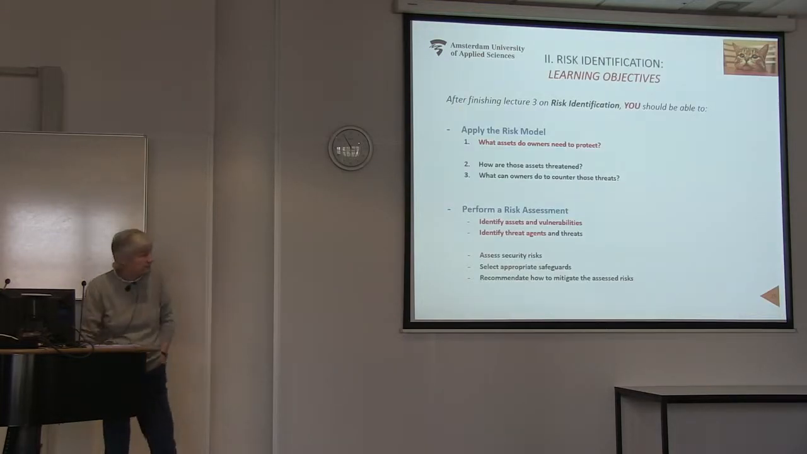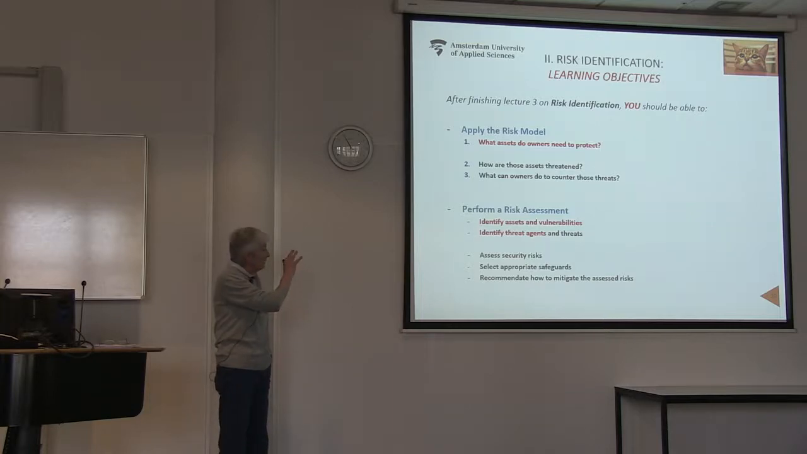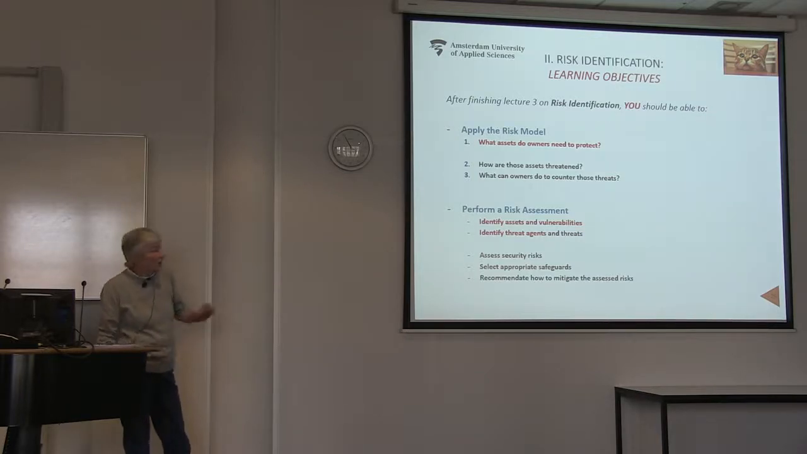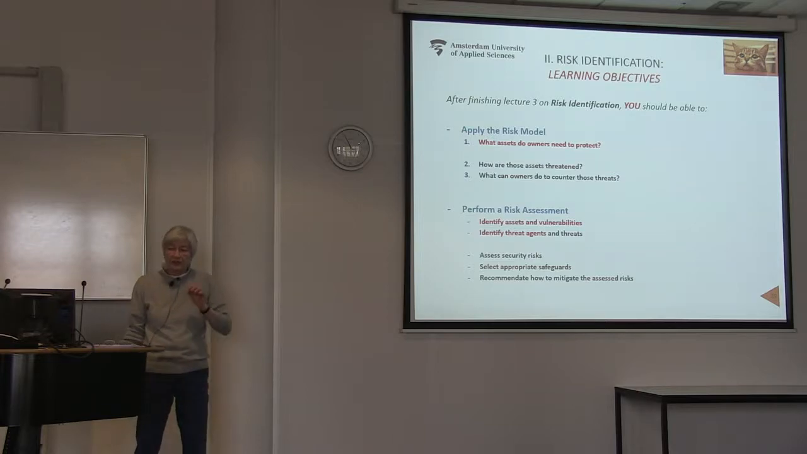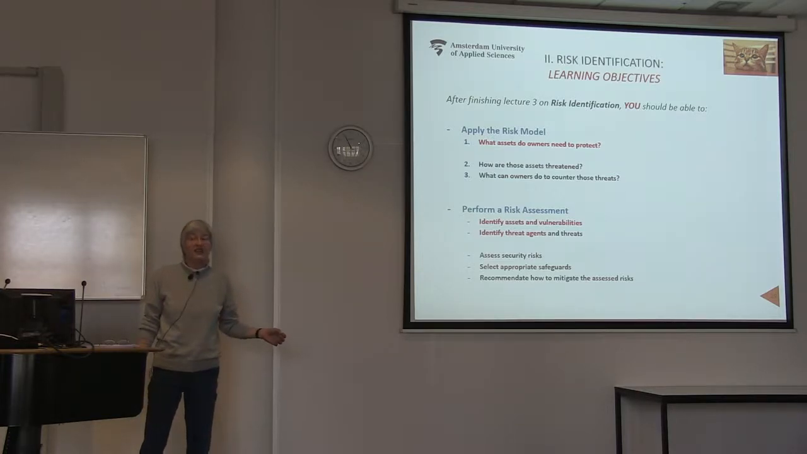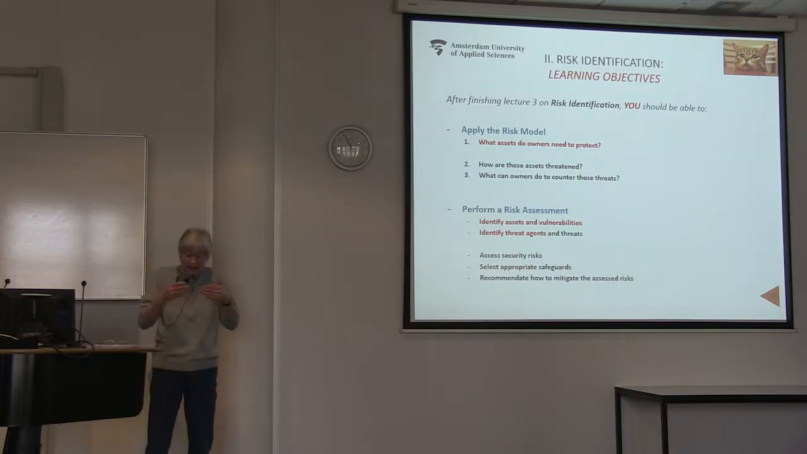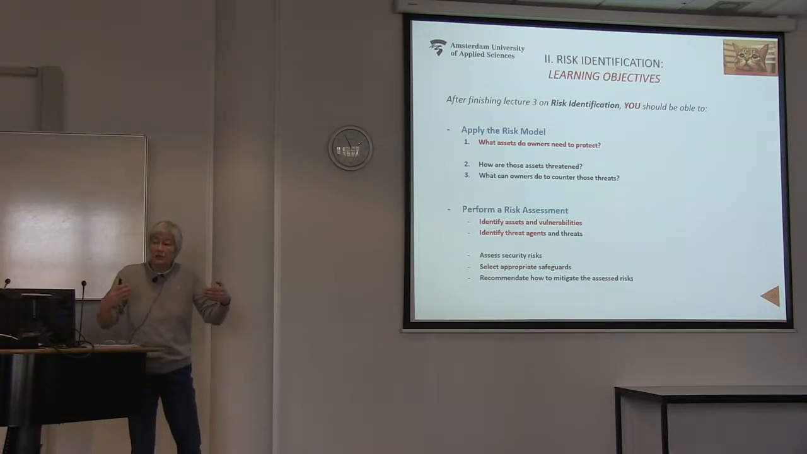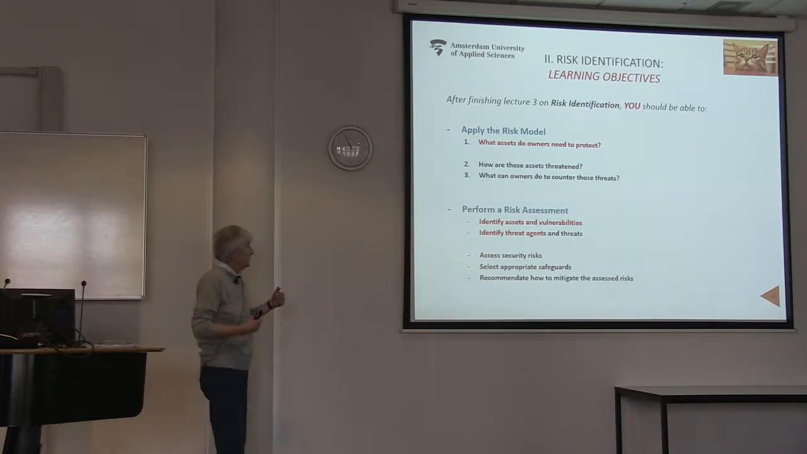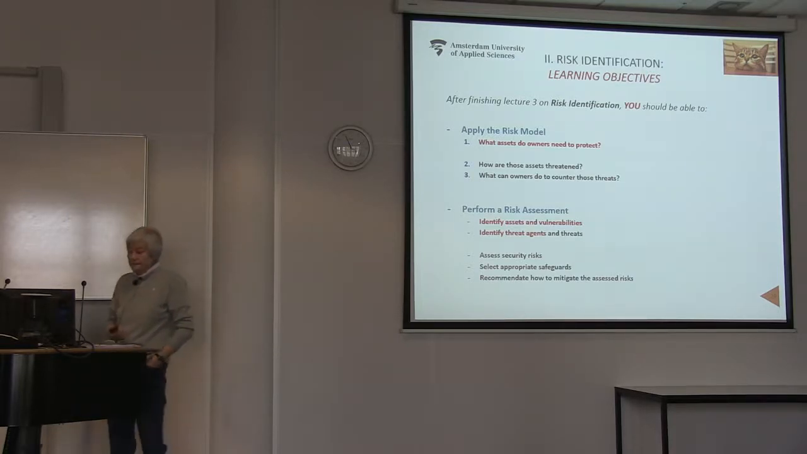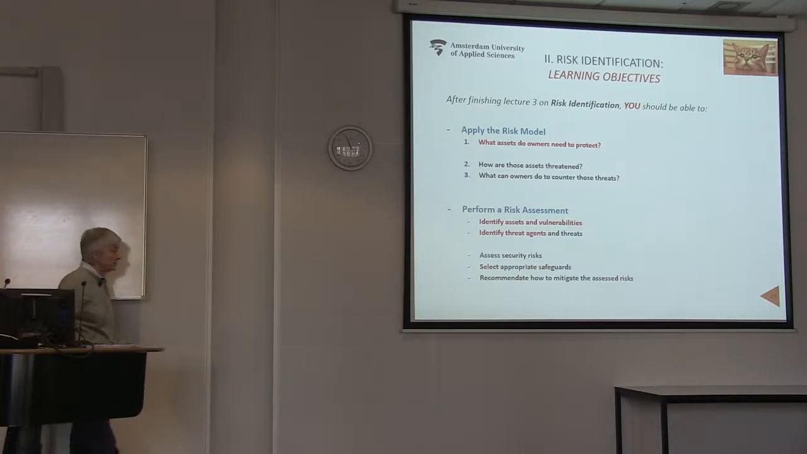So, to sum up, you know now when to apply the risk model, something about the assets. We do not know how those assets actually are threatened. We know something about the threat agents, and we know possibly something about the history of criminal events and hazardous events, but we don't know exactly the connection between assets, threat agents, and threats. That's because we didn't do the risk analysis process yet. So two, how are those assets threatened? And three, what can owners do to counter those threats? We'll come into that in the upcoming lectures.